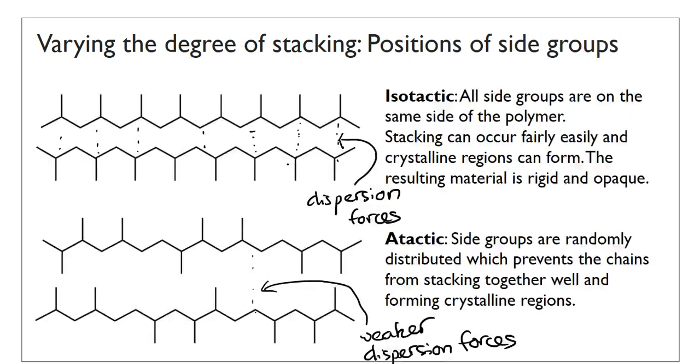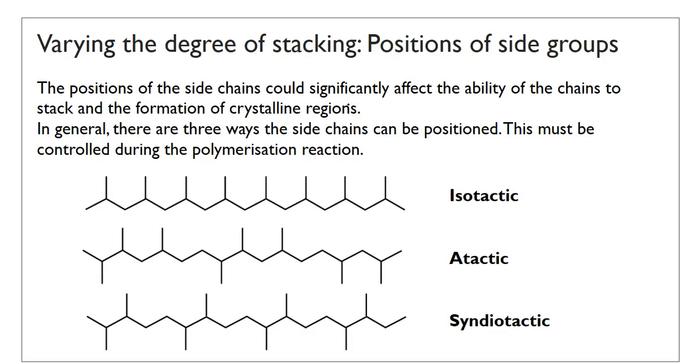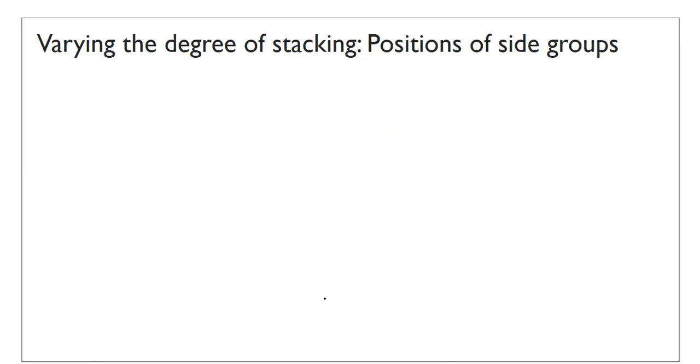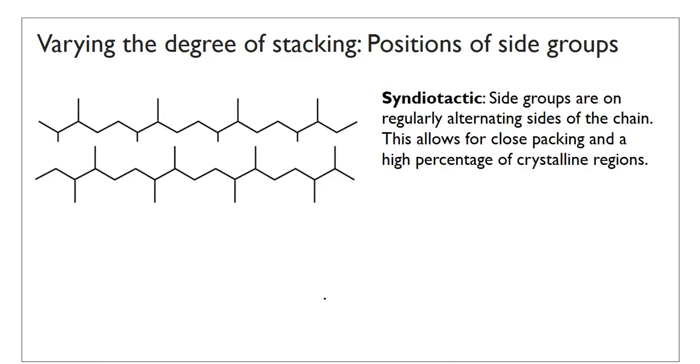Anyway, so that's three types of stacking. So if you control the positions of the side chain, you can achieve different degrees of stacking, and that's one way to control the physical properties of materials. Now, if that doesn't work, there is one more thing that you can do to control the degree of stacking, and that's by adding plasticizers.